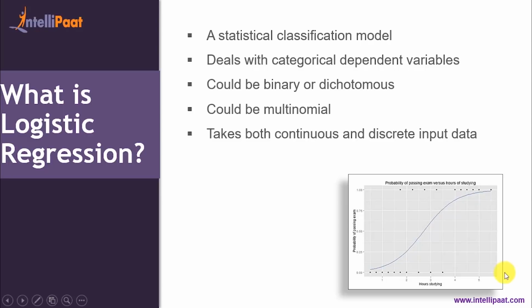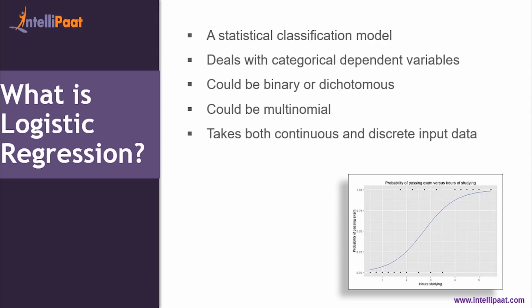So before moving ahead, let's take a look at this graph. Over here, we have two different variables, hours studying and probability of passing exam. Can you figure out which one of them is dependent and which one of them is independent? If you have guessed that hours of studying is your independent variable and probability of passing the exam is the dependent variable, then I'd say that you are 100% correct.